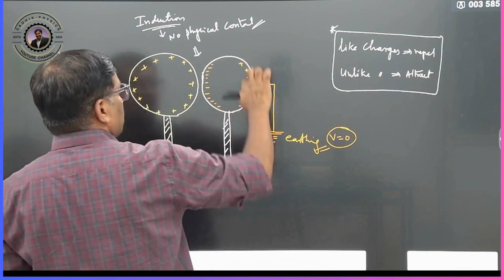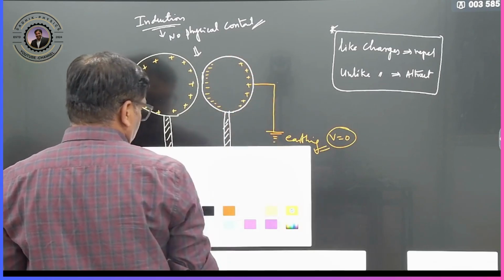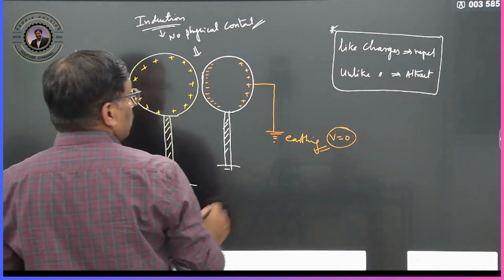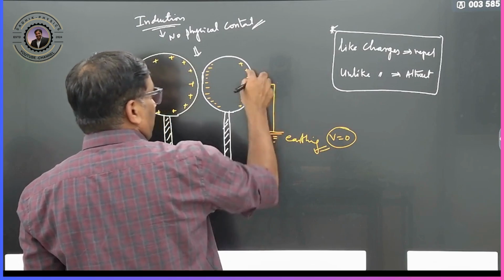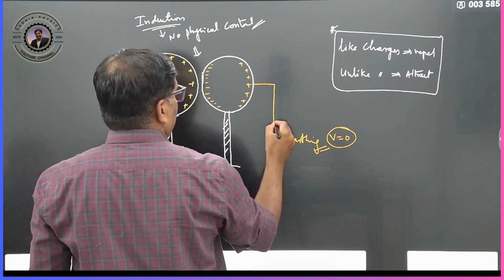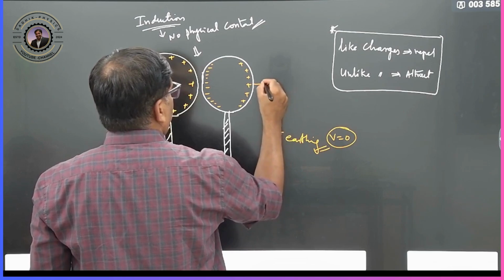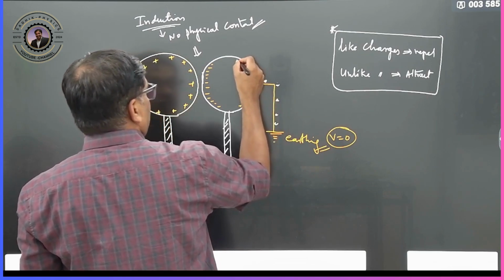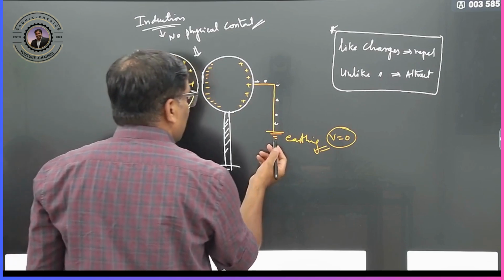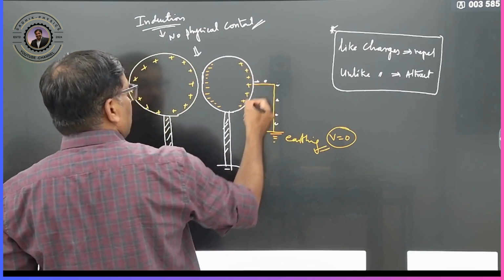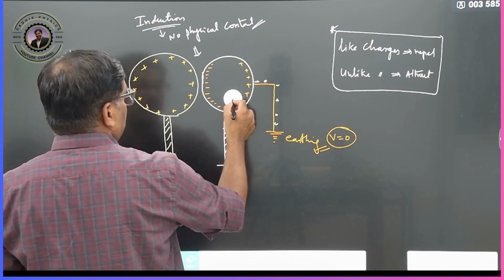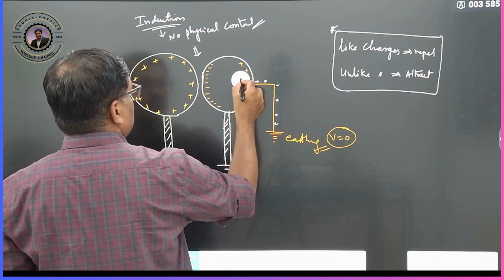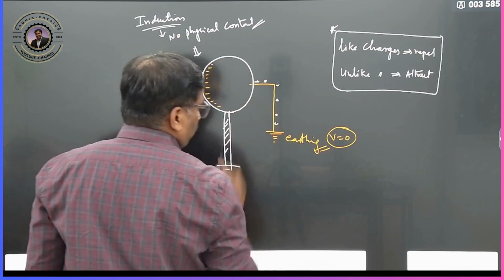So this side positive charges are there, and they will try to pull the electrons. Electrons will be able to move to this one. As one electron enters, a positive charge goes away, and like that electrons will flow until the total charge on this one vanishes. All these positive charges will be able to flow to the ground.